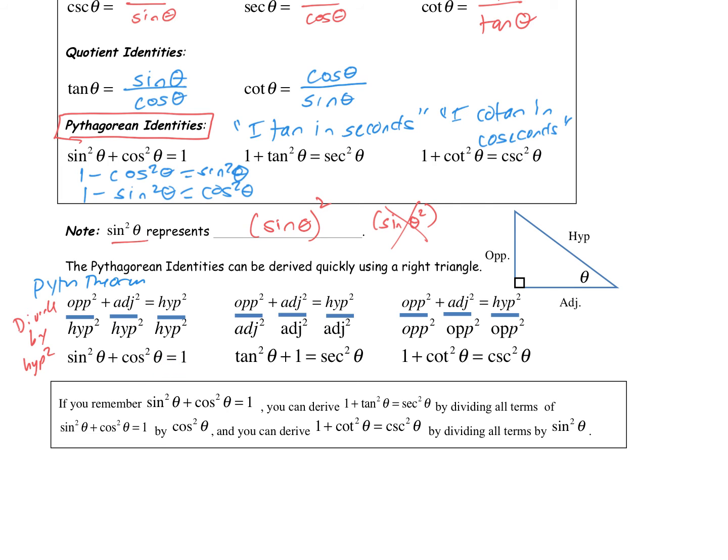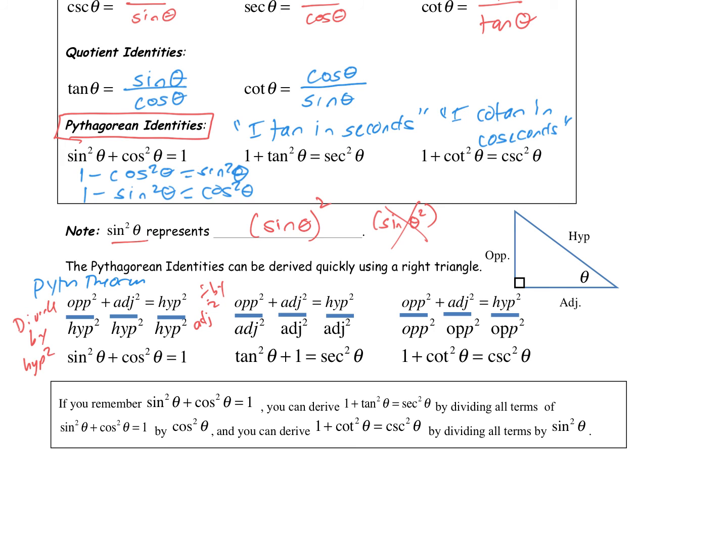We can do the same thing, but now we'll divide by other side lengths. So we start with the Pythagorean theorem. So opposite squared plus adjacent squared is hypotenuse squared. Divide both sides of the equation by the square of the length of the adjacent side. You get opposite squared over adjacent squared. That's simply tangent squared. Adjacent squared over adjacent squared is 1. Hypotenuse squared over adjacent squared is secant squared. Right? So in the second one, we divide by the adjacent side squared.